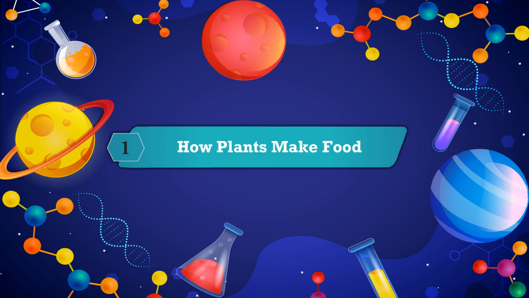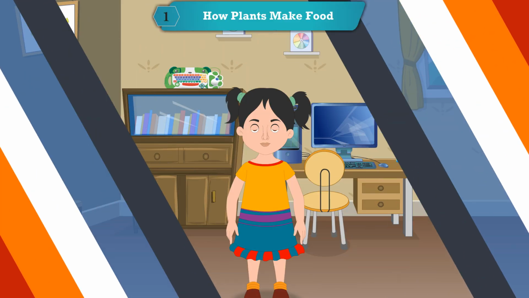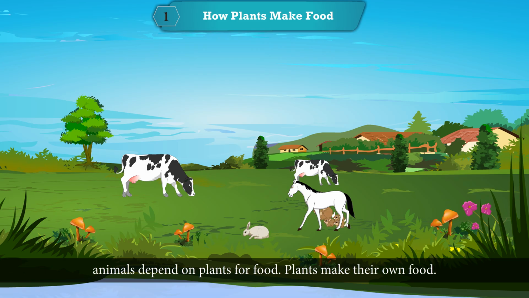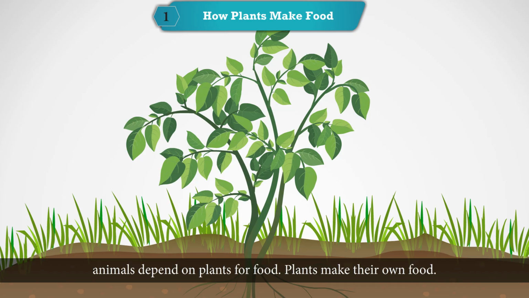Chapter 1. How plants make food. Humans, animals, and plants need food to grow and stay strong. Humans and animals depend on plants for food. Plants make their own food.